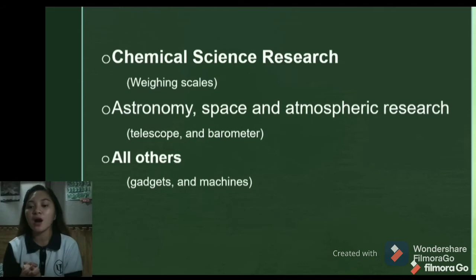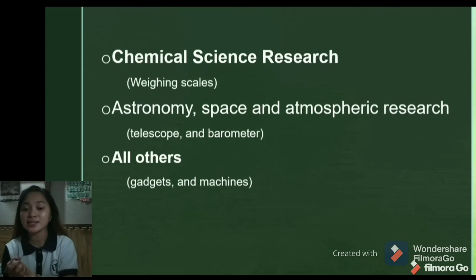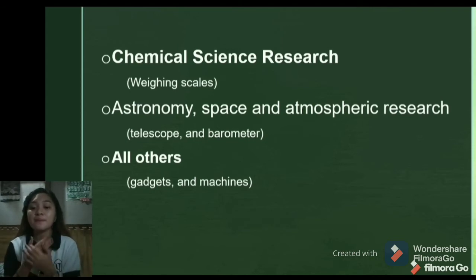Then, the next is the astronomy, space, and atmospheric research. Examples of these are the telescope and the barometer. The telescope is used in studying the stars and space, and the barometer is used in studying the atmosphere. And lastly, there are countless gadgets and machines used to study almost anything in the universe. The list cannot be exhaustive. The advance of science and technology is such that not hundreds but thousands of sophisticated mechanical tools and instruments have been invented to gather data for research purposes.